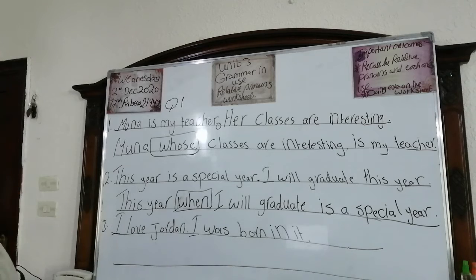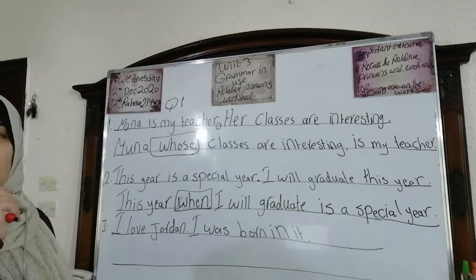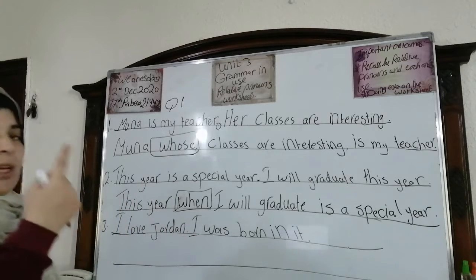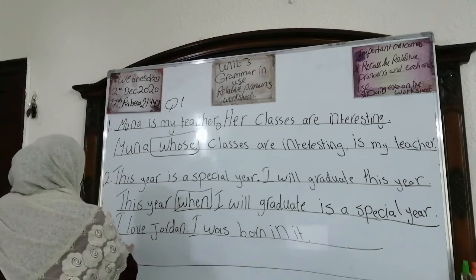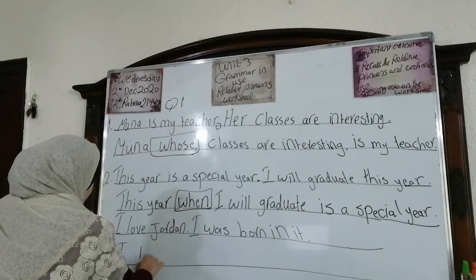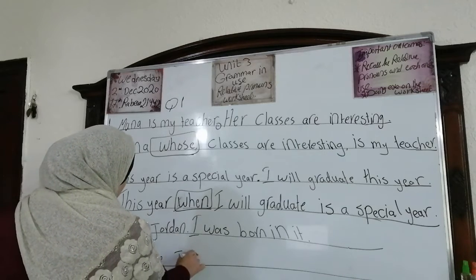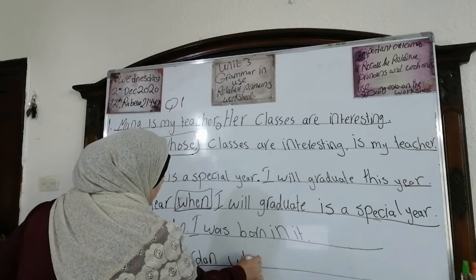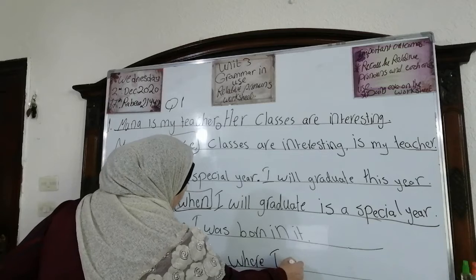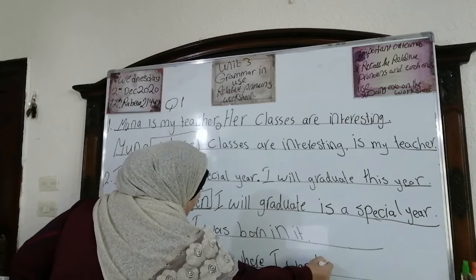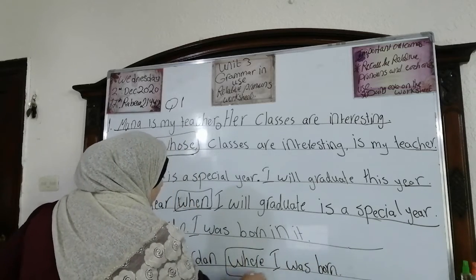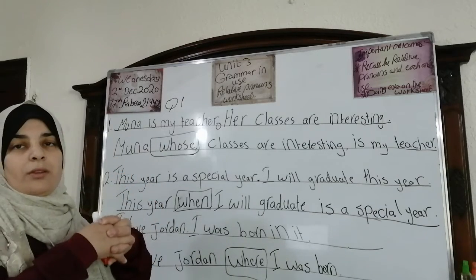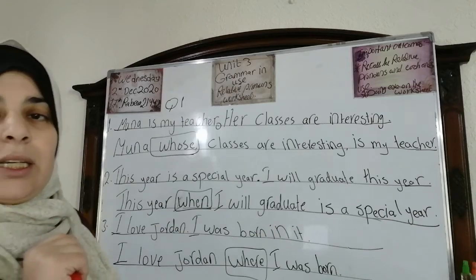Now number 3, let's go to number 3. I love Jordan. I was born in it. So we're going to join the two sentences in one sentence. So I will write, I love Jordan. What are we going to use? Where. I was born. Okay? We put the relative pronoun where to connect and join the two sentences in one sentence. Deal?